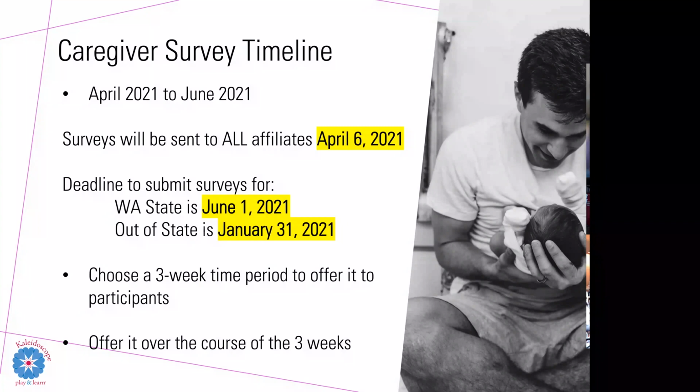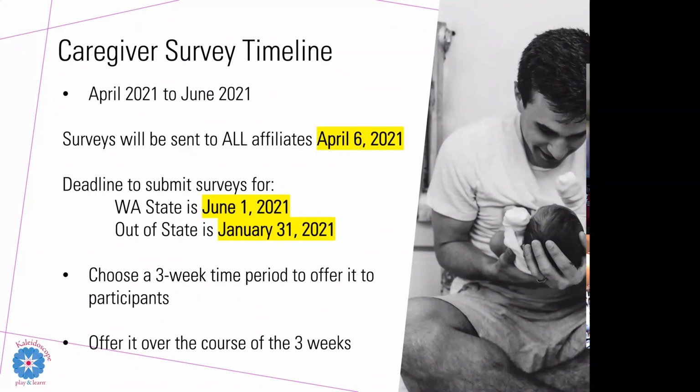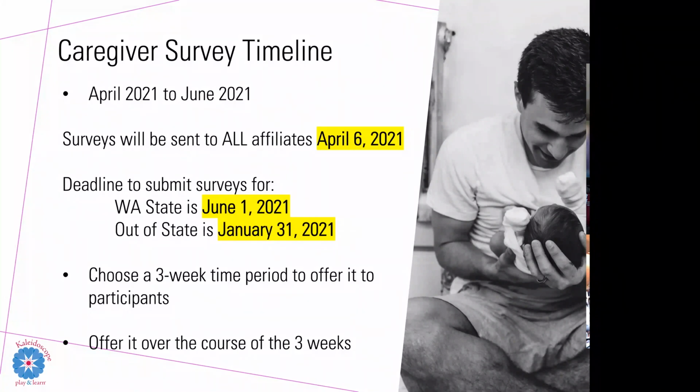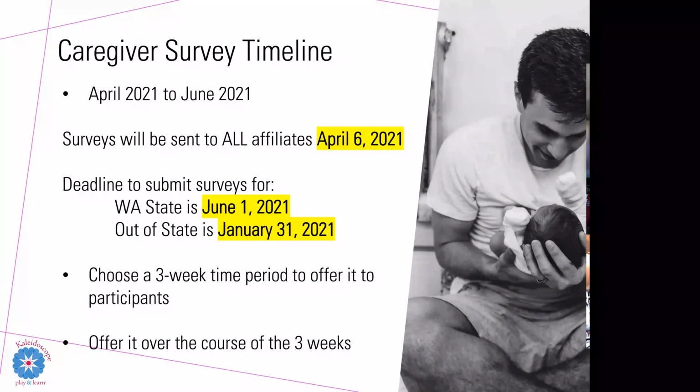So just to repeat, everyone will receive the survey link and forms on Thursday, April 6th. I think that's a Tuesday. Is April 6th a Tuesday? Yeah. Sorry. Yeah. Tuesday, April 6th. You can go to the next one, Kim.